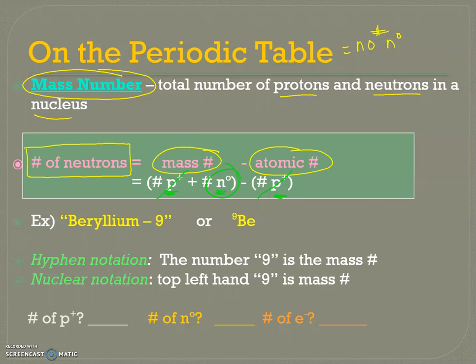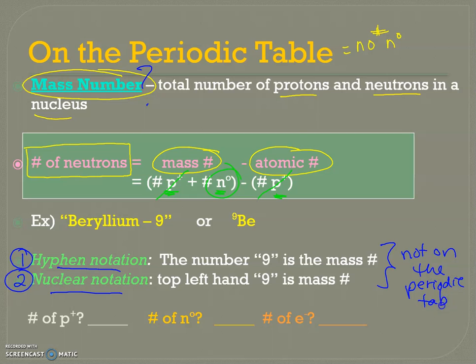So here's the big question. Where do I find the mass number? There's 2 places where you find it. It's either going to be in a hyphen notation or a nuclear notation on your paper. It is not on the periodic table. Really important to know. It's not on the periodic table. The mass number is not equal to the atomic mass that is on the periodic table. And we're going to talk about that even more in upcoming videos.